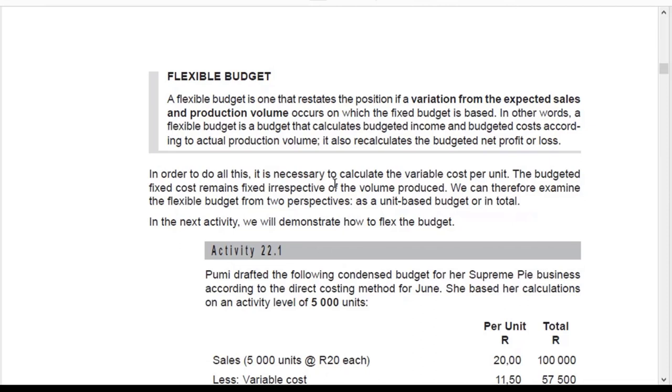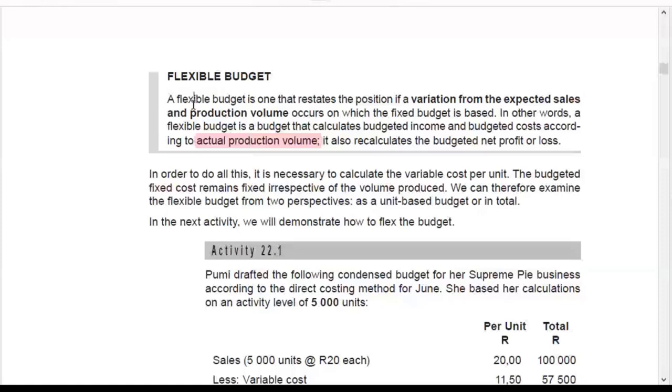It's almost like budgeting. We have to have a flexible budget, and this comes into play with standard costing. So I'll just read here what a flexible budget is, and then we'll look at an example.